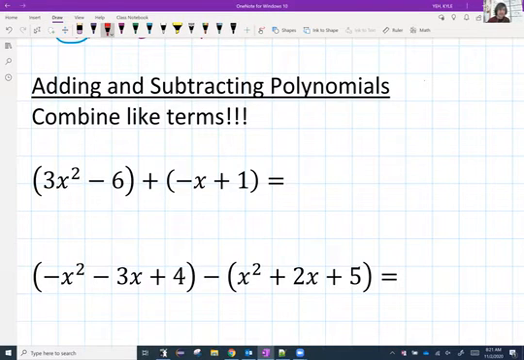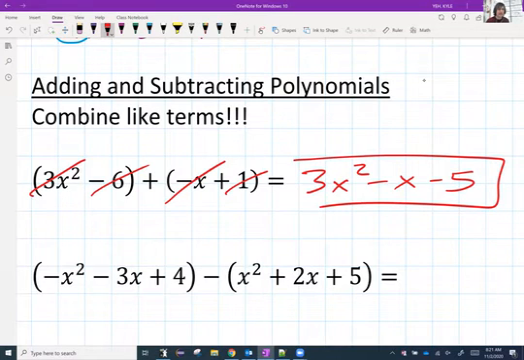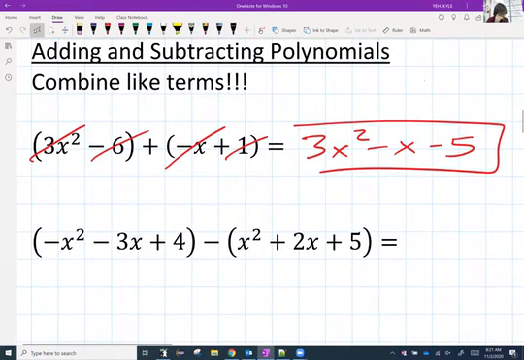Well, I'm going to write this in descending order. That's how I always should. So I'm going to do the x squareds first. 3x squared, and that's the only x squared. So it's just 3x squared. I'm going to do the x's next. So plus a negative x is all I see, so minus x. And then I'm going to do the constant. So negative 6 plus positive 1 looks like minus 5 to me. Adding polynomials, not much to it.